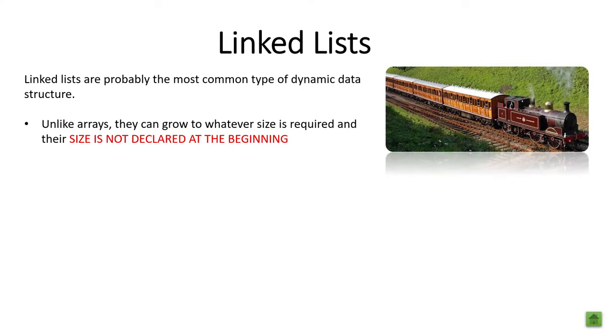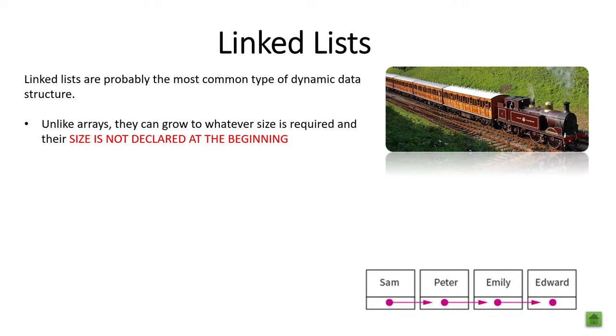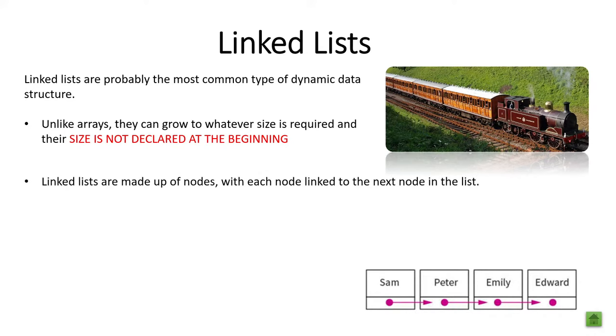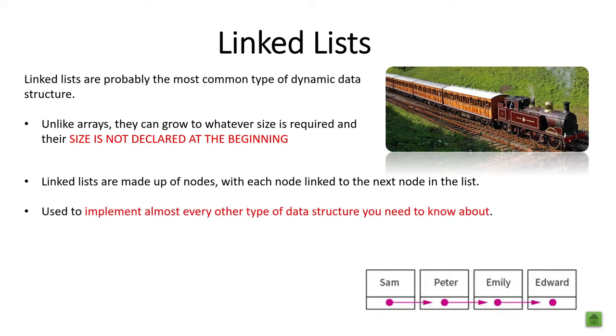The size isn't declared at the beginning, and I always think about a train. A typical choo-choo train has lots of carriages, an engine at the front, for example, and the carriages can be taken off, added on. We can swap them if we need to. So linked lists are made up of nodes, and each node links to the next node in the list. They're used to implement almost every other data structure that you've learned about.